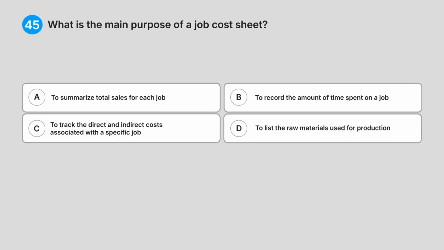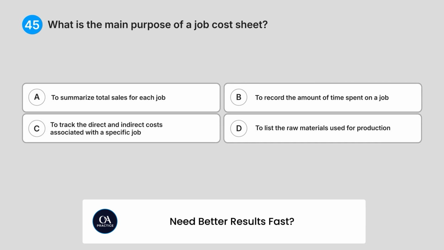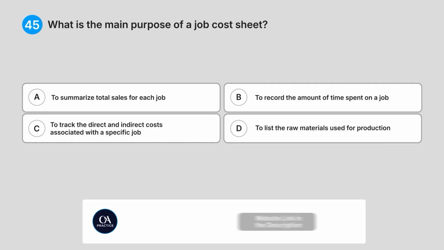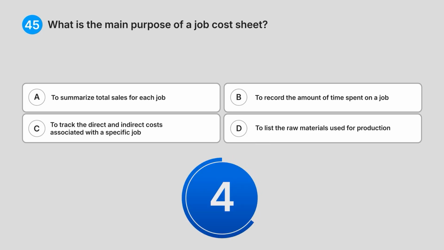(45) What's the main purpose of a job cost sheet? A. To summarise total sales for each job. B. To record the amount of time spent on a job. C. To track the direct and indirect costs associated with a specific job. D. To list the raw materials used for production. Can you guess the answer?